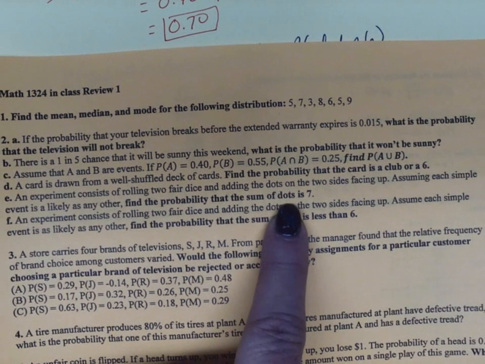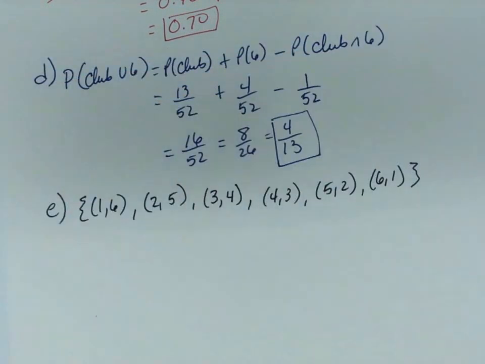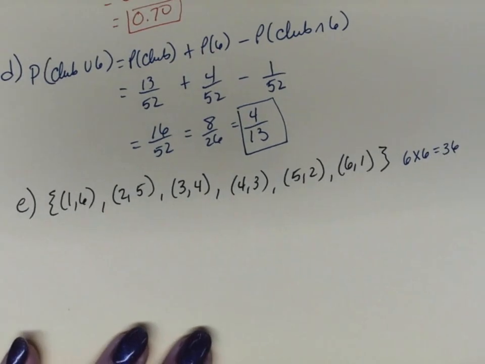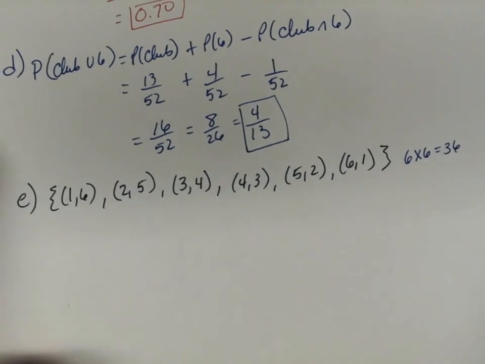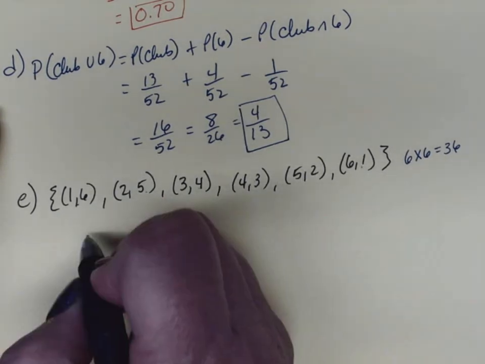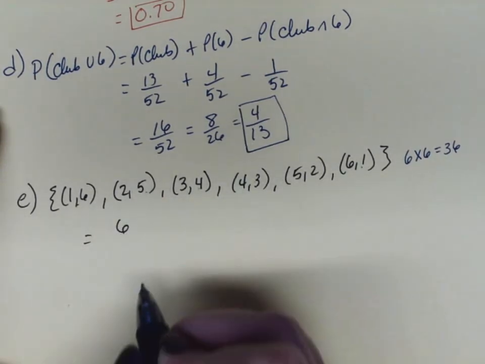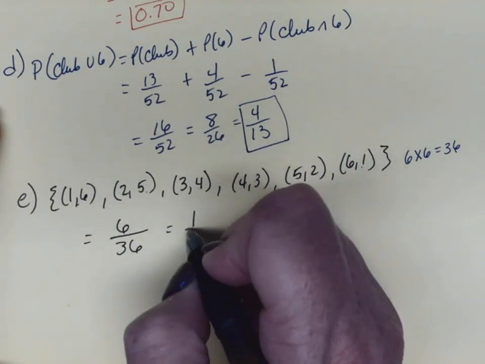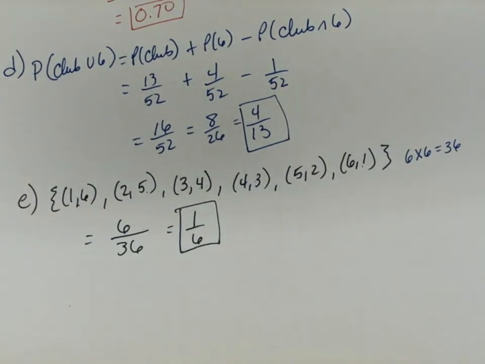So the question is, again, assuming each simple event is likely, find the probability that the sum of dots is 7. This is where we have to remember how many total outcomes there are, and it comes from the fundamental counting principle. If we have 6 sides on each die, 6 times 6 gets us 36 possible outcomes. So we have 6 outcomes that total 7, so it'll be 6 out of 36. They both divide by 6, and we end up with 1 over 6.